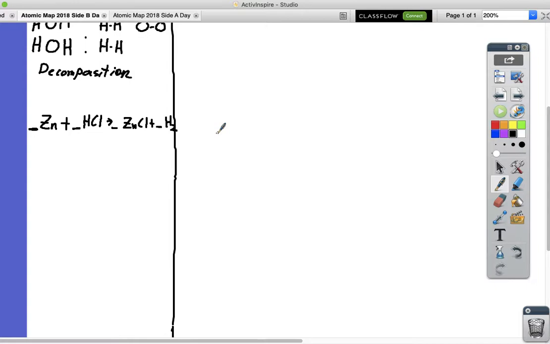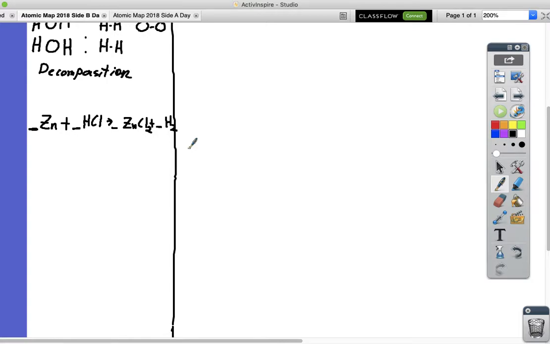You know, it's funny, I just noticed a mistake right here. The Cl has to be 2. It has a subscript down there. It's got a 2 for a subscript. Okay, so I'll read it off again. Space Zn plus space HCl gives space ZnCl2 plus space H2. Okay? Now let's talk about how we balance this.